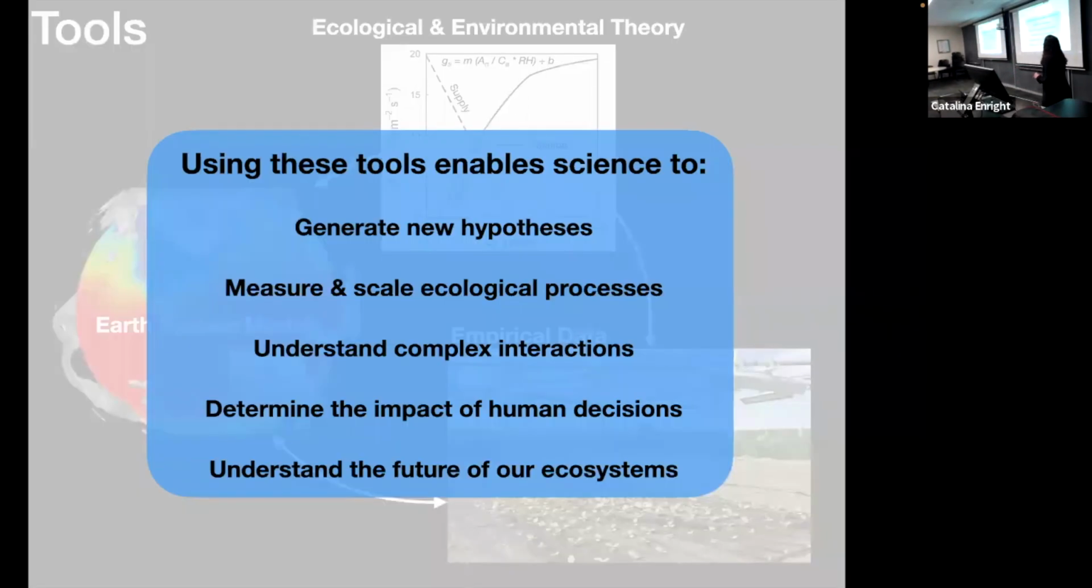And using this suite of tools enables a lot of really exciting science, including generating new hypotheses, measuring and scaling ecological processes. So you can scale from your field site to regional or global scales using models, understanding complex interactions that are difficult to disentangle in measurements and systems. Also determining the impact of human decisions. We can use models to understand how those decisions might change our ecosystems and our climate without actually doing a large scale experiment on our climate system. And last, to understand the future of our ecosystems.